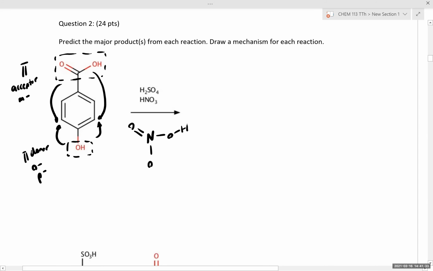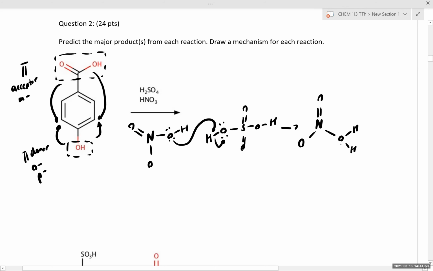Okay, so we have nitric acid. To showcase this reaction, our first step is to generate our electrophile, which is the nitronium ion. So for our first step, we're going to protonate nitric acid with sulfuric acid. From there, we now have an activated leaving group in the form of water, and we can kick out water and generate the nitronium ion. Perfect.